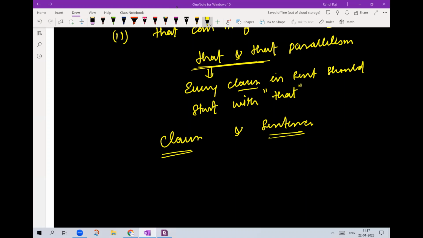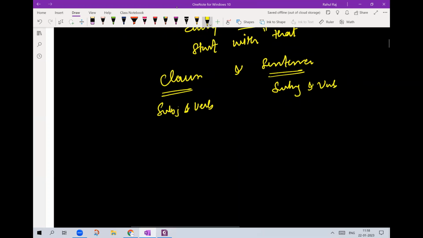A clause has a subject and a verb. Brilliant. A clause has a subject and a verb. A sentence has a subject and a verb. So when I say Rahul is a good boy, this is one sentence. Rahul is a subject, is is a verb. A sentence can't be a sentence without a subject and a verb. A clause can't be a clause without a subject and a verb. So the difference is what?